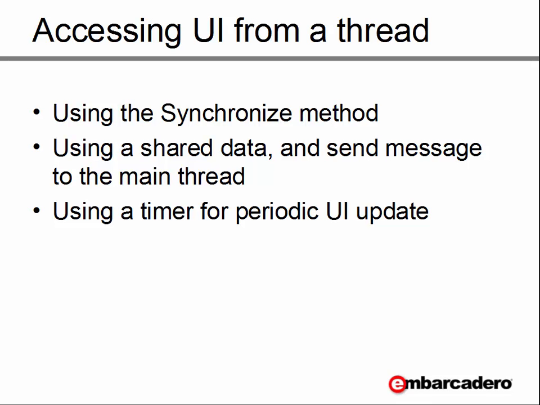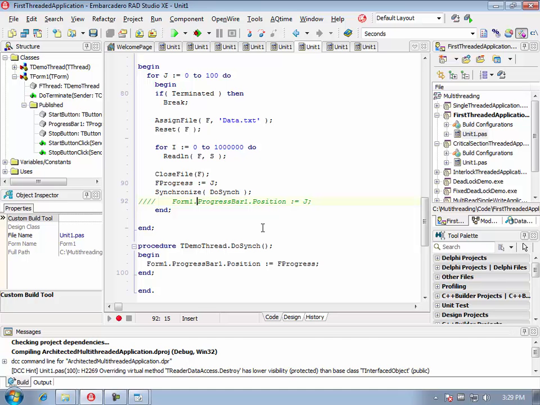There are a number of ways to do that. The first is to use the Synchronize method of the TThread class. The second is to use shared data and send or post messages to the main thread. The third, and the one which I most often recommend, is to use a timer for periodic user interface update through a shared object. Now let's switch back to our application and see how we're updating our user interface.